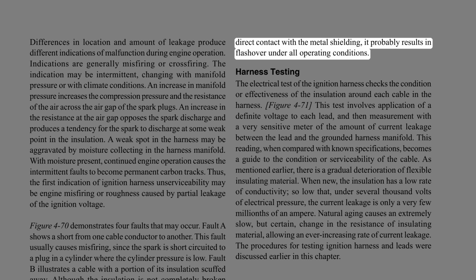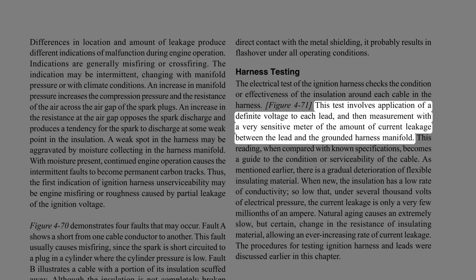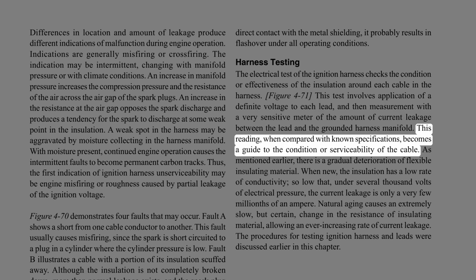Harness testing. The electrical test of the ignition harness checks the condition or effectiveness of the insulation around each cable in the harness. This test involves application of a definite voltage to each lead, and then measurement with a very sensitive meter of the amount of current leakage between the lead and the grounded harness manifold. This reading, when compared with known specifications, becomes a guide to the condition or serviceability of the cable.